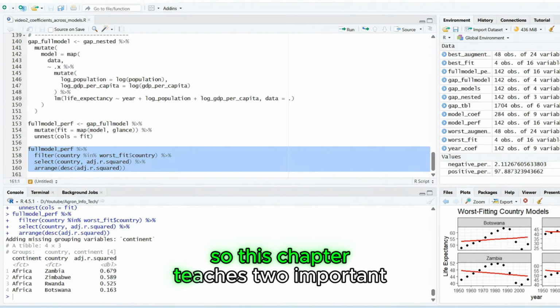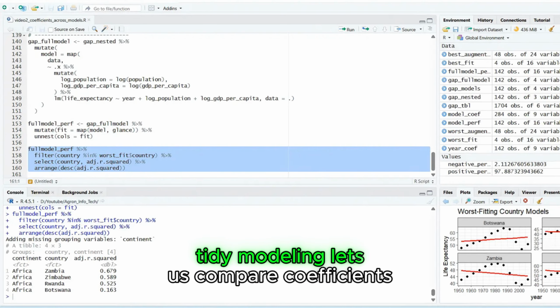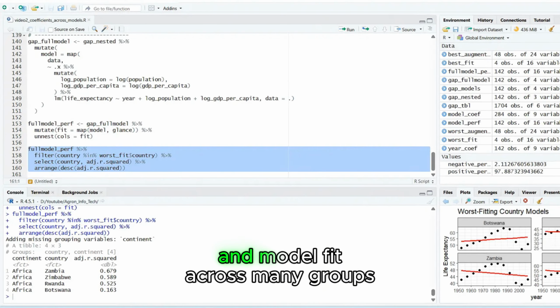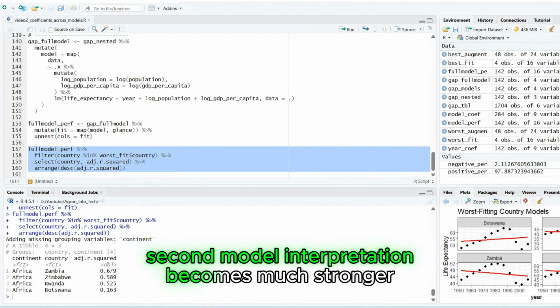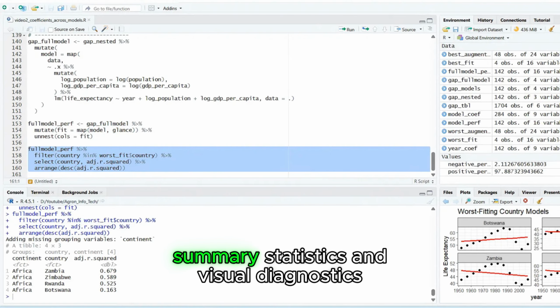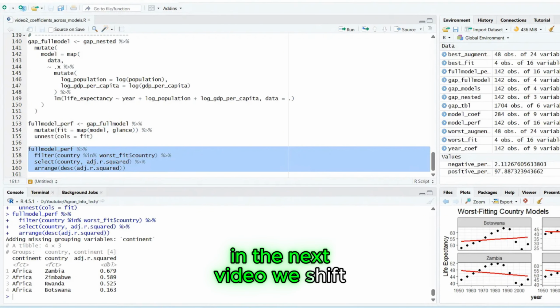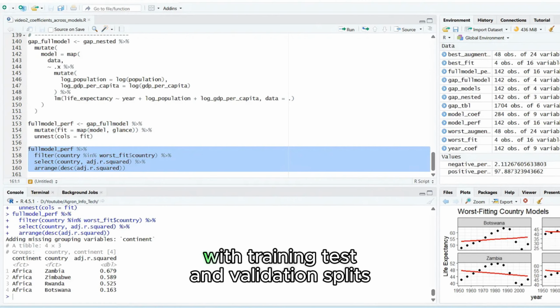So this chapter teaches 2 important ideas. First, tidy modeling lets us compare coefficients and model fit across many groups in one organized workflow. Second, model interpretation becomes much stronger when we combine coefficient tables, summary statistics, and visual diagnostics. In the next video, we shift from descriptive model comparison into predictive workflow design with training, test, and validation splits.